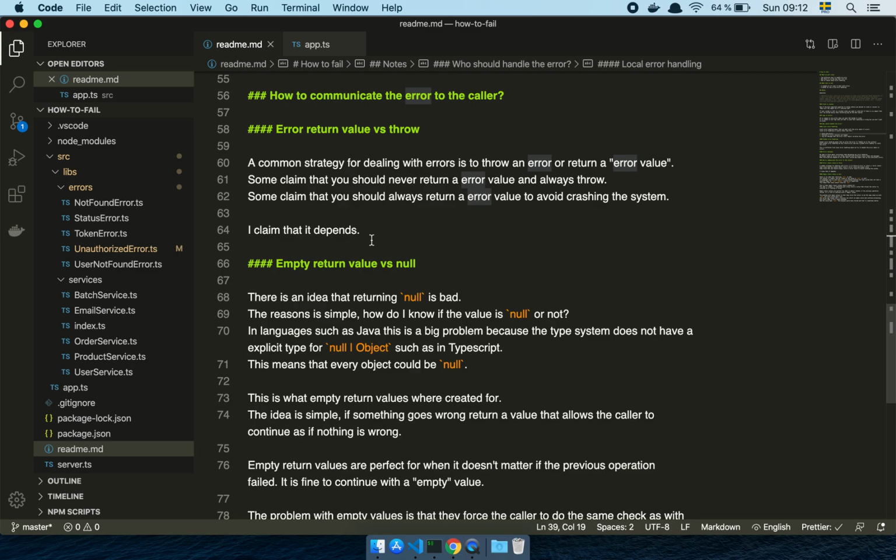Like, what is the impact of crashing versus returning a value and then maybe continuing execution in this scenario? And I will argue that it always depends. Sometimes you want to continue, and sometimes you want to return an error value, and sometimes you want to actually halt execution. So let's look at that.